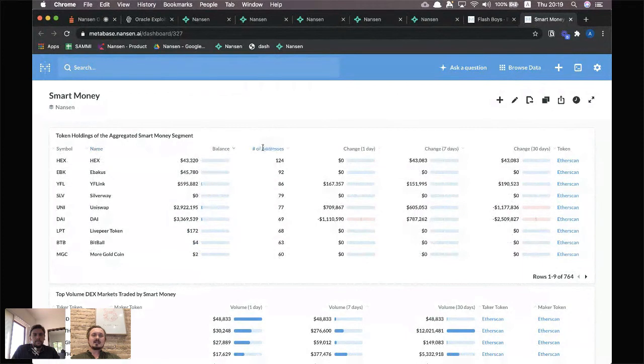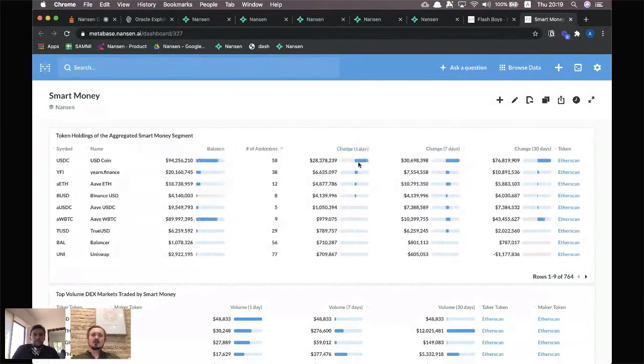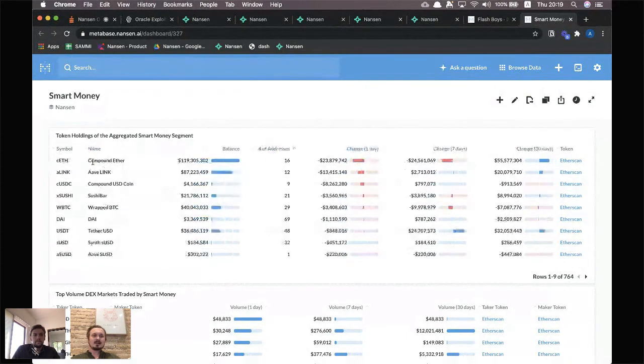And then you can see number of addresses. Hex, that's interesting. Probably because they airdropped a lot of tokens to big whales and so on. You can sort by the change. So the change in one day looks like a lot of USDC came in, maybe because people were selling other crypto assets. Or maybe they were just cashing out from Compound because of what happened, which also makes sense.